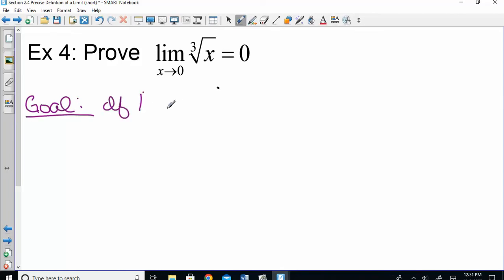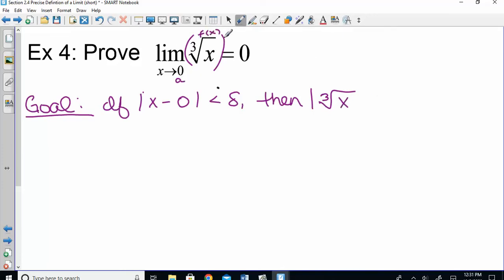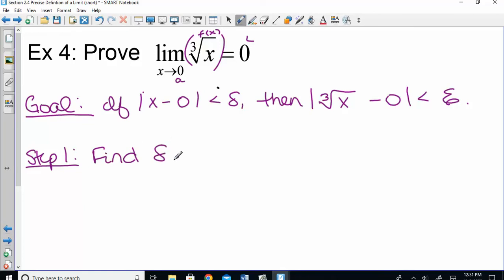If the absolute value of x minus, what is my a? 0. Is less than delta, then the absolute value, what's my f of x? The limit of the cube root of x. Remember, this right here is my a, this is my f of x, and this is my L. So f of x minus L is less than epsilon. So first we find delta.